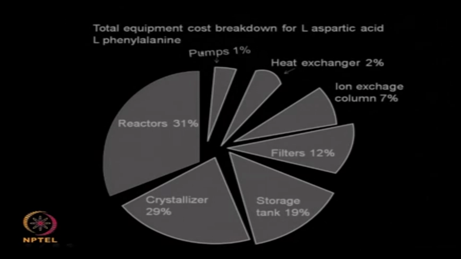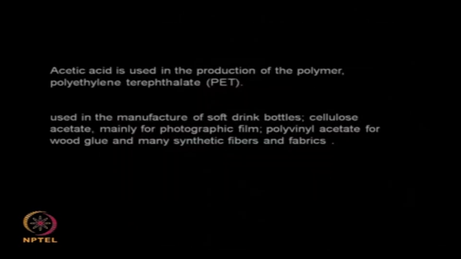Again if you look at aspartic acid and L-phenylalanine, reactors take up 31% of the cost, crystallizers take up 29% of the cost, storage tank takes up 19% of the cost, and filter takes up 12% of the cost. So by reducing the size of the filter, the storage tank, and the crystallizer, one can really bring down the total equipment cost in the manufacture of aspartic acid and phenylalanine.